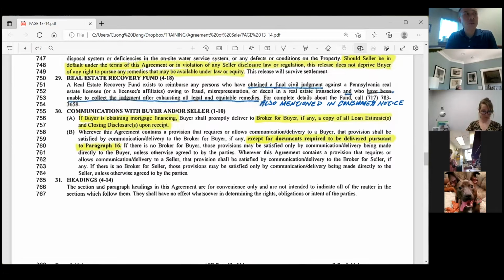I didn't know that that was in there. So sometimes I think you need the buyer's info to fill out the condo questionnaire, right? The documents to get the resale cert. So there you go.